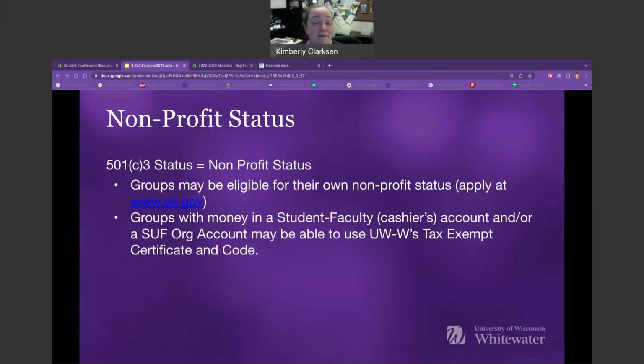A benefit for groups that maintain cashier's accounts or SUF accounts is that they often have access to the university's tax-exempt number. This code will allow for purchases to be made without tax. It also allows groups that fundraise to work in and with larger venues that require the groups they work with to have tax exemption. For other groups, you may have exemption through a national affiliation, or your alumni may have worked to gain exemption. Check your organization's records for this information. Eligible groups may also apply for exemption through the state of Wisconsin. Find more info about this at the Wisconsin website listed here.